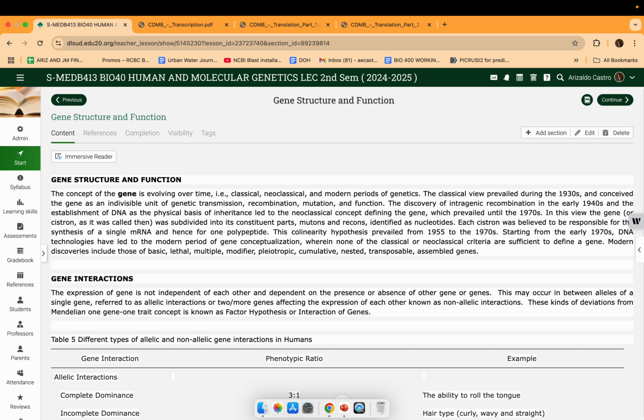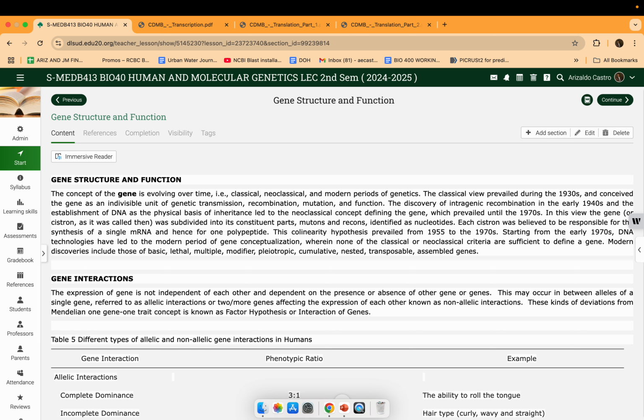So one gene is transcribed to a single mRNA, and that single mRNA is translated to a single polypeptide chain or a single protein molecule. So from the 1950s to the 1970s, the neoclassical definition of the term gene prevailed.